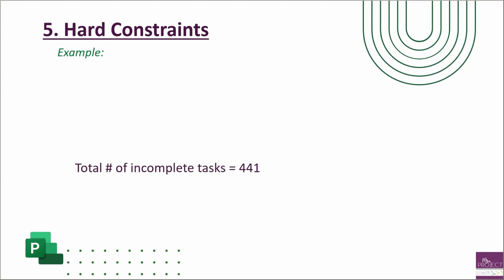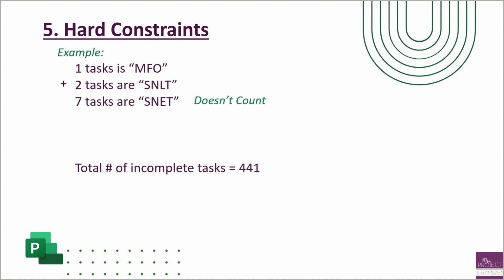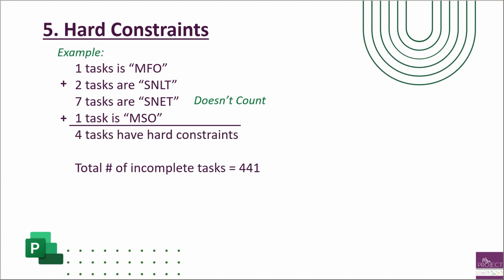An example of this is you're going to count those tasks. We still have the 441 incomplete tasks. One of those is a must finish on, two of them are a start no later than, seven of them are a start no earlier than, and one is a must start on. Remember, the start no earlier than doesn't count. So you have four tasks that have hard constraints. Four divided by the 441 is 0.91%. So you're still good for the amount of tasks allowed, and you're still within margin.